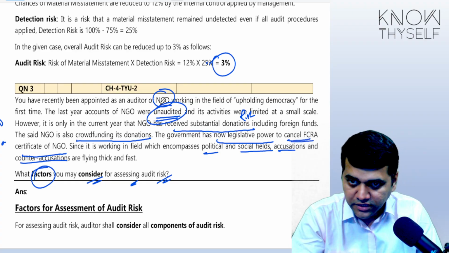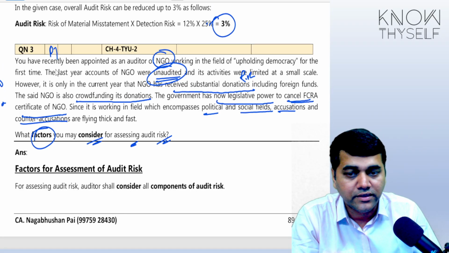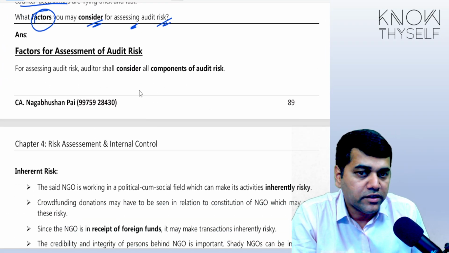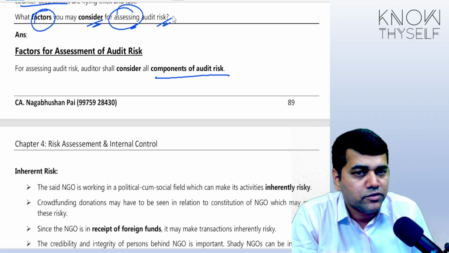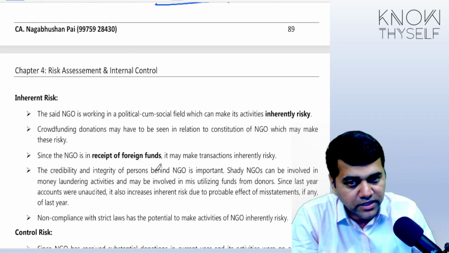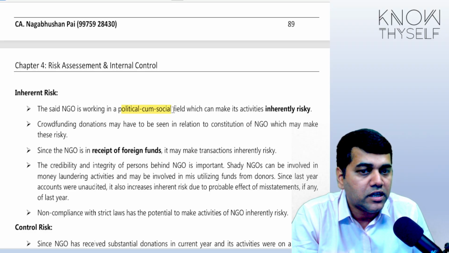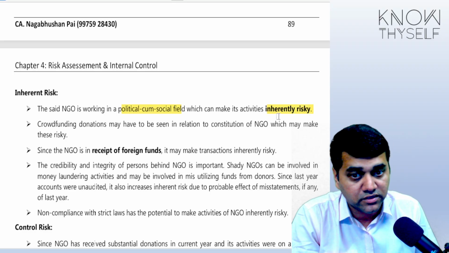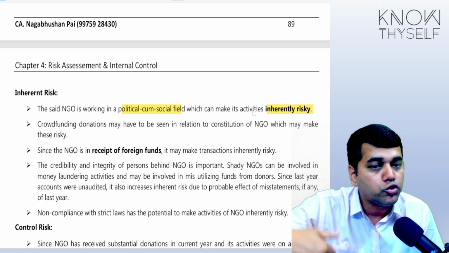Okay, a very nice question. You can mark it as a priority question. They will ask you in the exam. For assessing the audit risk, auditor should consider the component of the risk. How do you assess the audit risk? You have to look at the component. Did you identify any inherent risks here? Yes. What is that? First of all, it is working in a political cum social field, which is inherently risky. It is connected with the politics. So some political donations can come through this NGO.